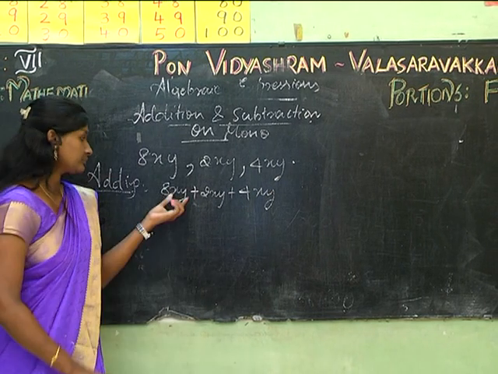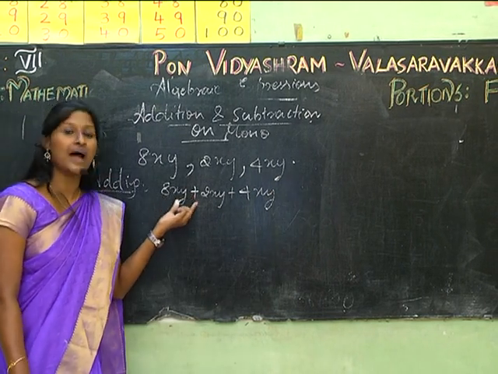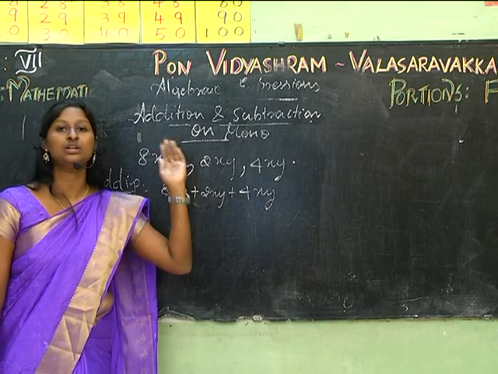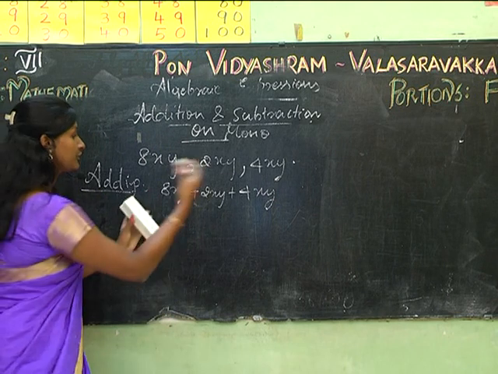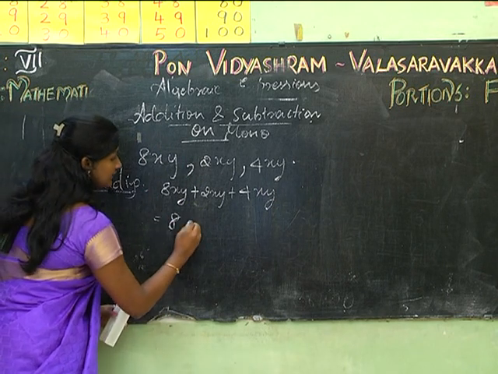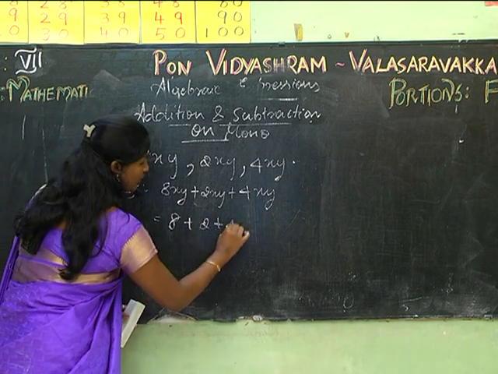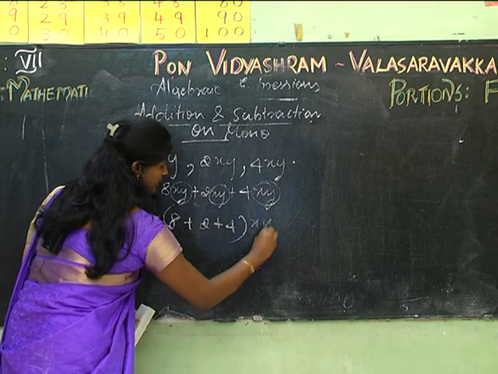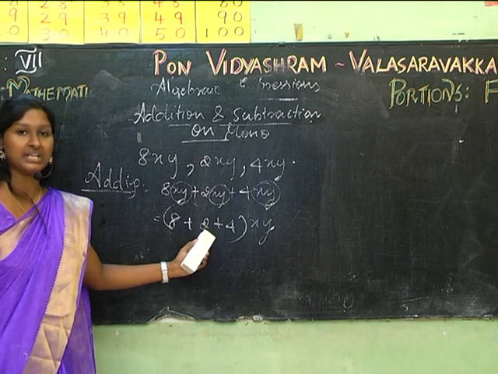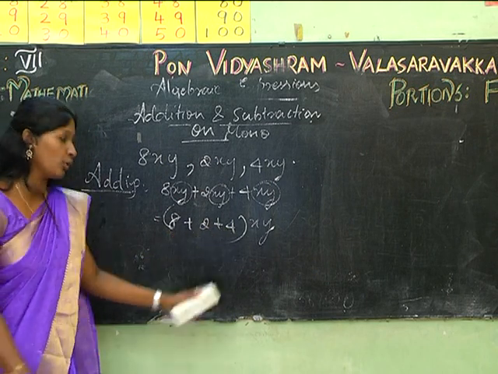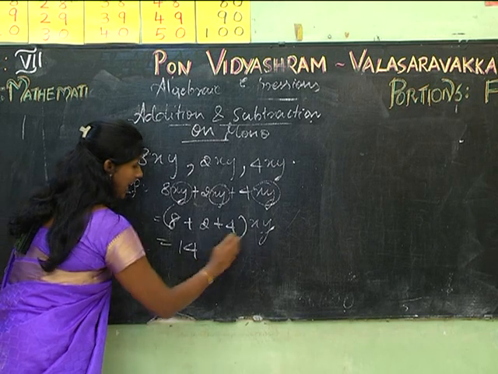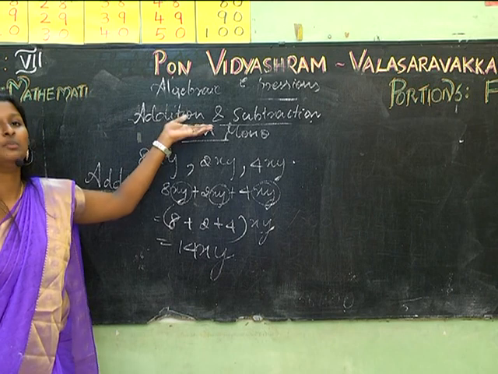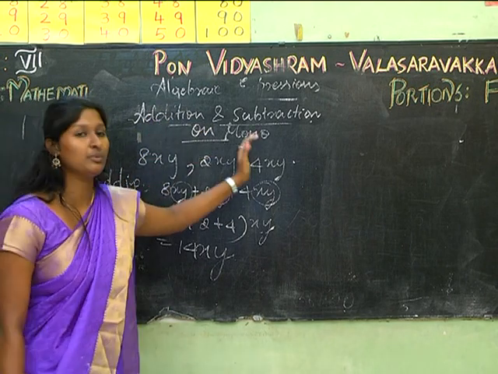Here, if you check the factors, xy, xy, xy are common. So I'm going to take that common term out of the bracket. So 8 plus 2 plus 4, and I'll take xy common outside the bracket. So 8 plus 2 is 10 and 10 plus 4 is equal to 14. 14, and just include this variable. So this is how we proceed with the addition of the given monomials.